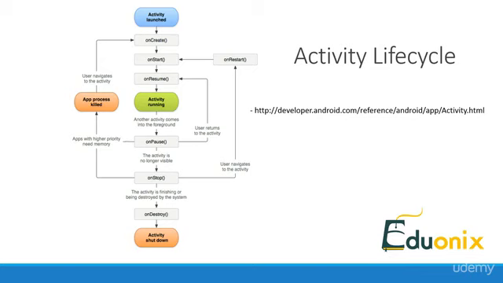The onStop callback is called when the activity is no longer visible to the user. This may happen because it is being destroyed or because another activity has been resumed and is covering it.